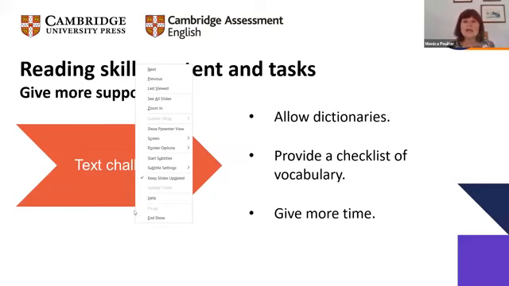You could allow learners to use a dictionary. That can be very helpful. You need to let the stronger readers try to guess the meaning of words from context. You could provide the vocabulary for the learners. You could provide translations of key vocabulary. You could simply give more time.